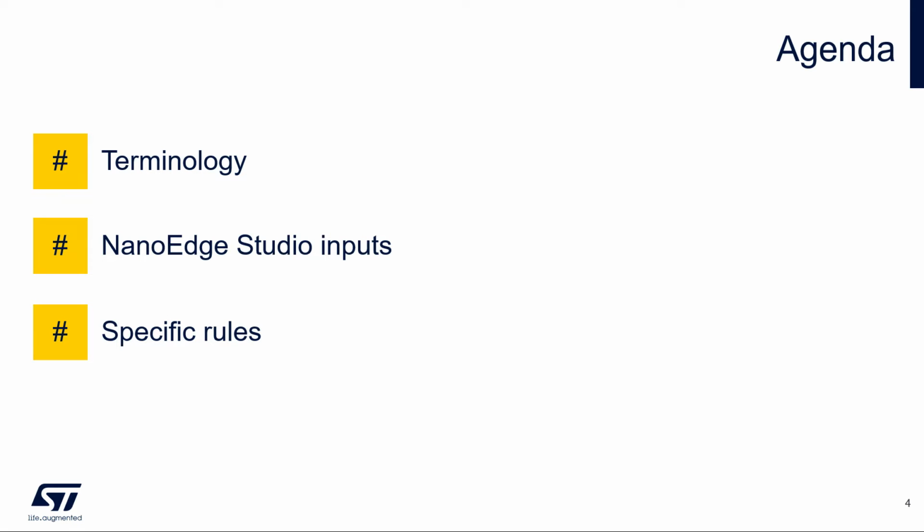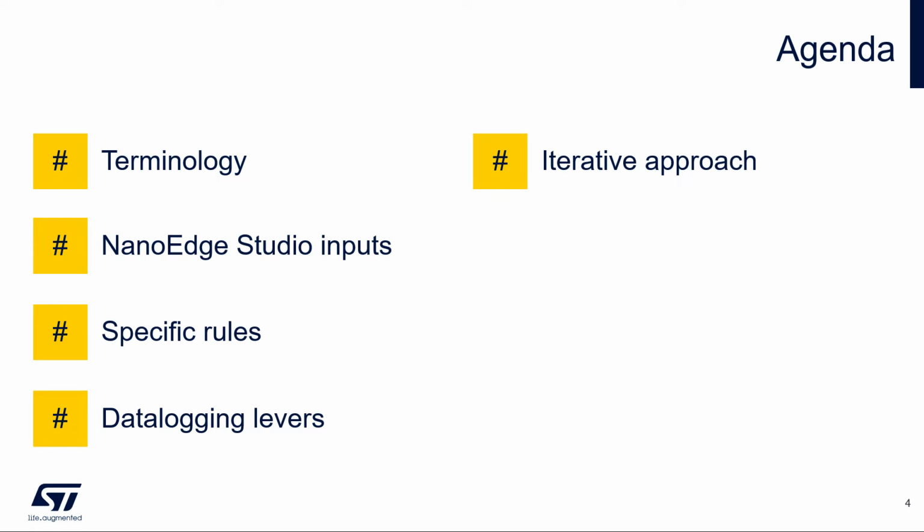The next section will mention the exceptions to these general formatting rules, depending on the project that is selected. Then the main variables of data logging will be reviewed. And in the last section, we will see the impact of these variables on the NanoEdge AI Studio workflow.